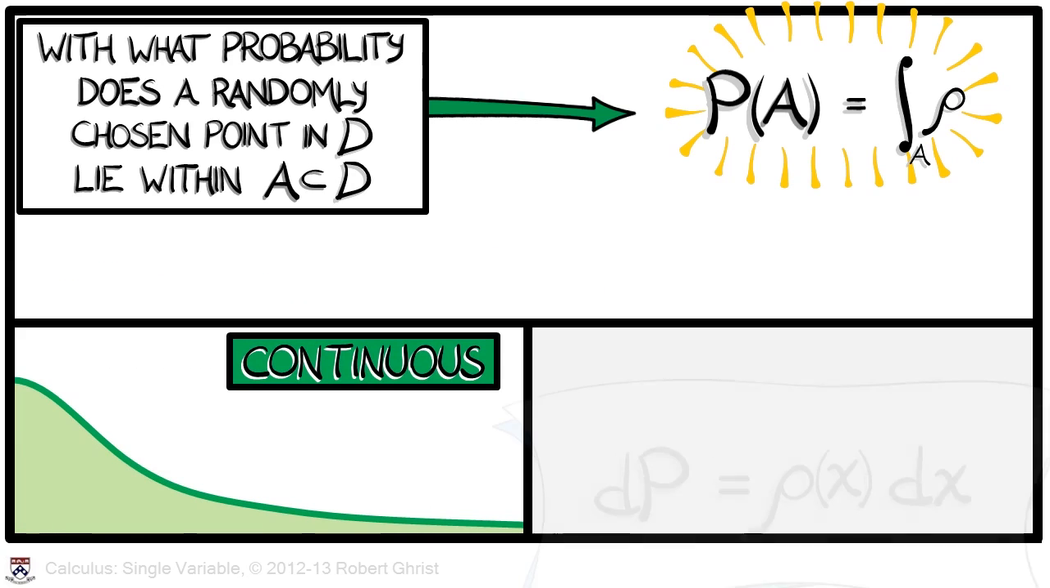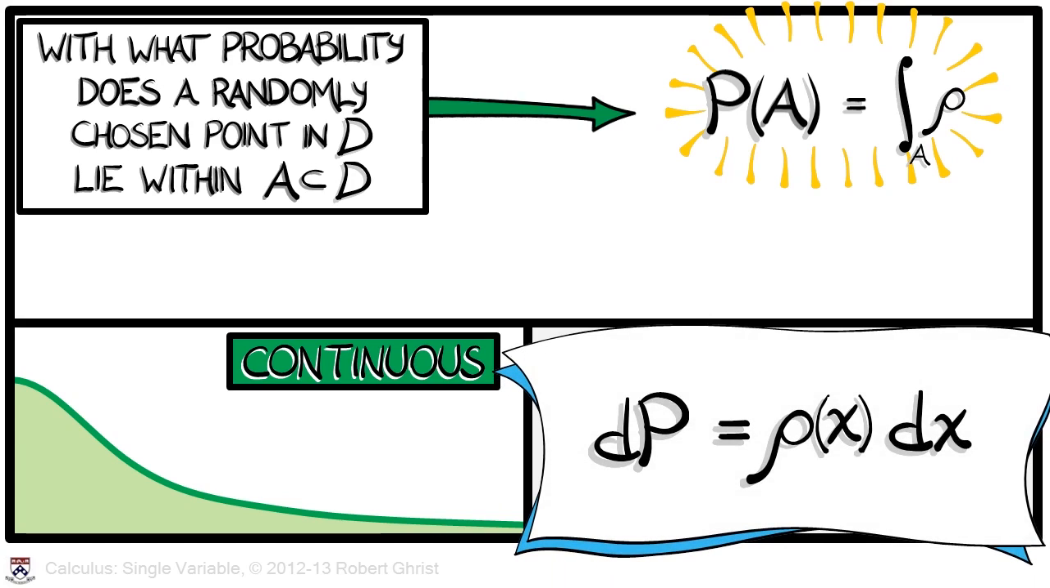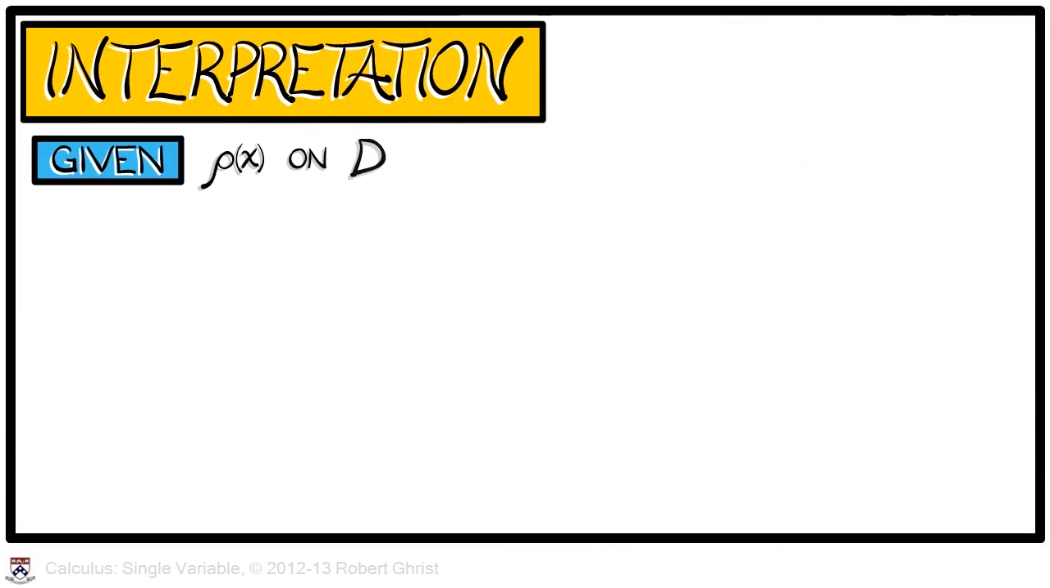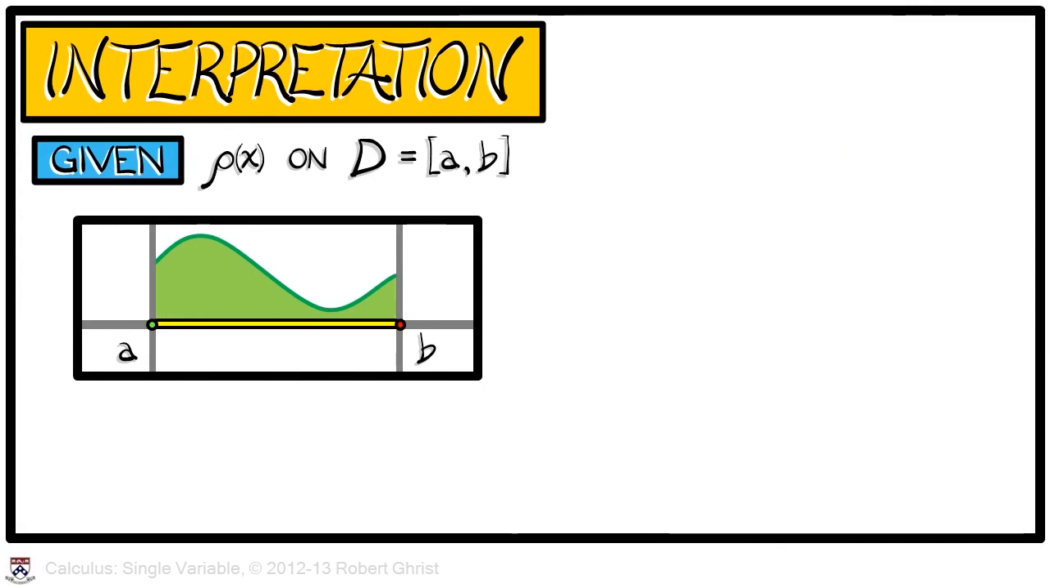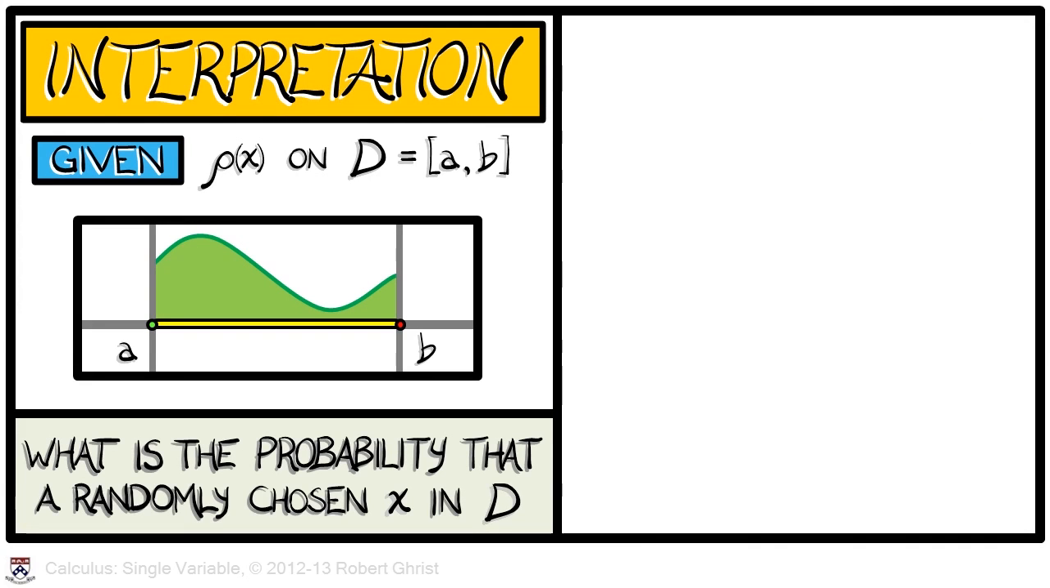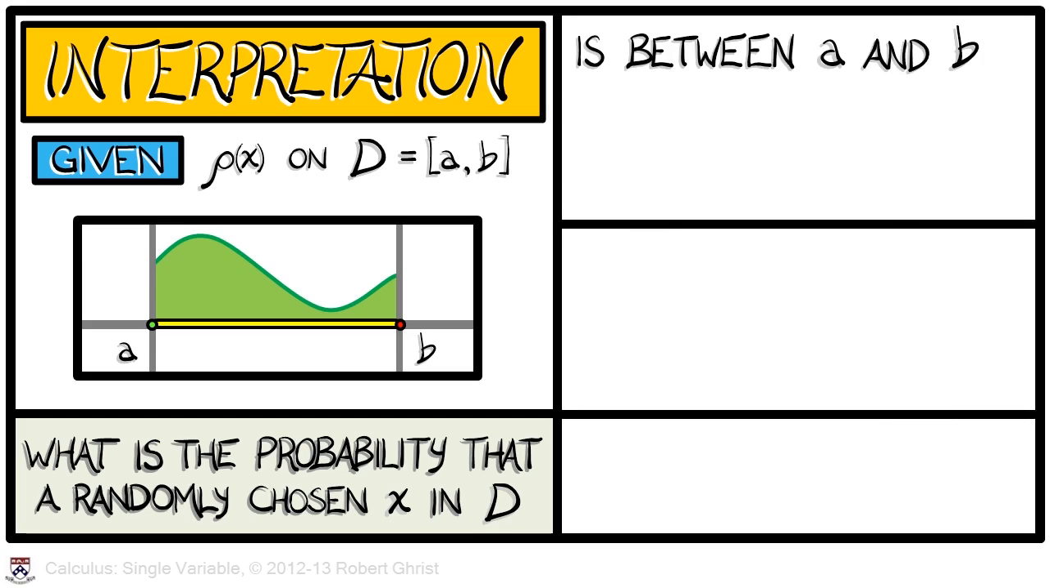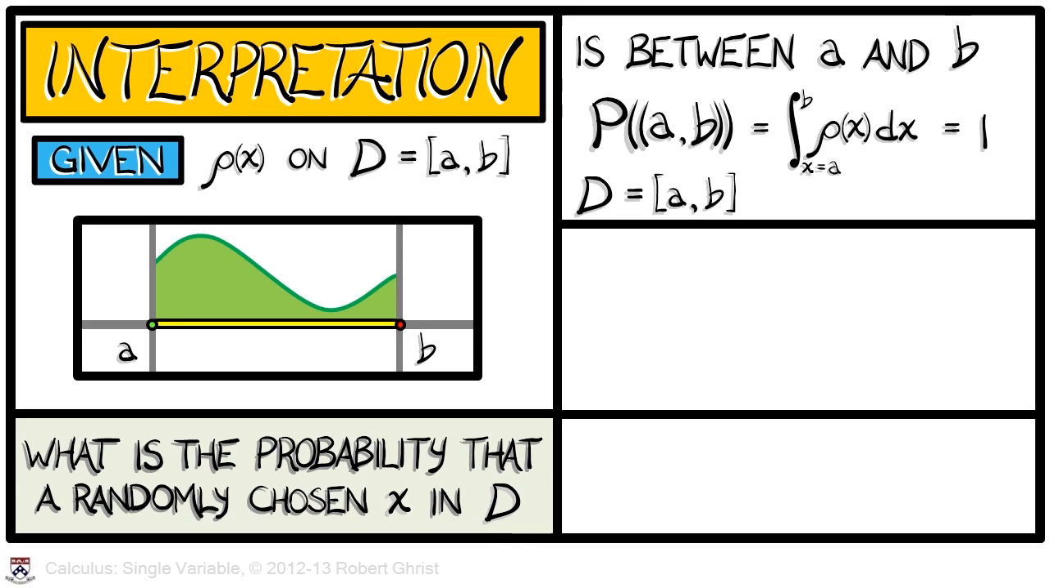If we have a non-constant PDF and we want to know what is the probability of lying or landing in a subset A, we integrate the probability element, that is, rho of x dx, over the domain A. Let us interpret these results in the simple case of a domain being the interval from A to B. Given our PDF rho, what is the probability that a randomly chosen point in that domain lies between A and B? Well, by our definition, this probability P is the integral of rho of x dx as x goes from A to B. Well, that integral is, by definition, 1.